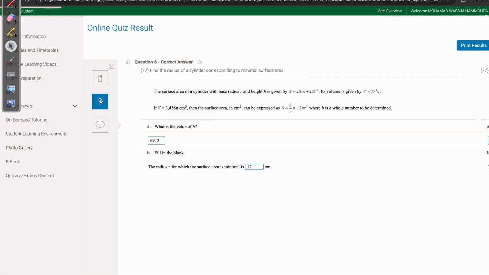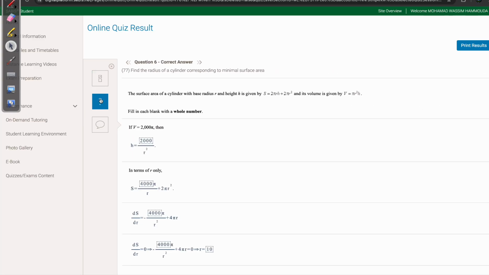Number 6. The surface area of a cylinder with base r and height h is given by 2 pi r h plus 2 pi r squared, and the volume is given by pi r squared h. Okay. V is equal to 2000 pi. Then h is equal to, we're just gonna do like what we did last question. So pi r squared h is equal to 2000 pi.